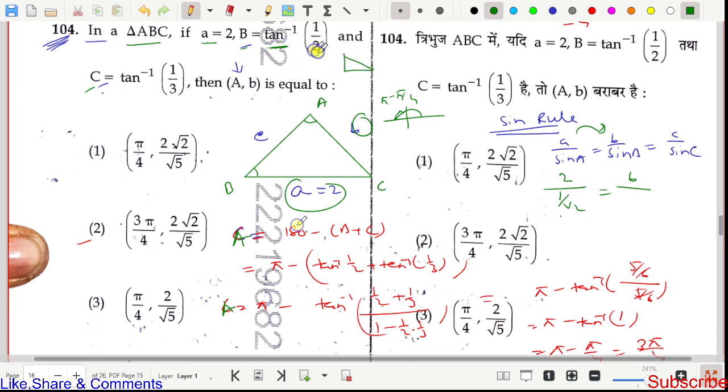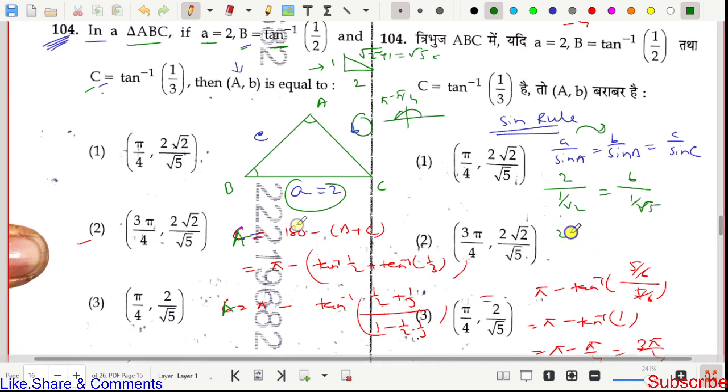Tan inverse half means perpendicular is 1, base is 2, and hypotenuse will be root of 2 square plus 1 square, that means root over 5. We have to find sine B. Sine means perpendicular by hypotenuse, that means 1 by root 5. I hope you have understood. From here we can easily find the sine of B. Clear? So sine of B will be 1 by root over 5.